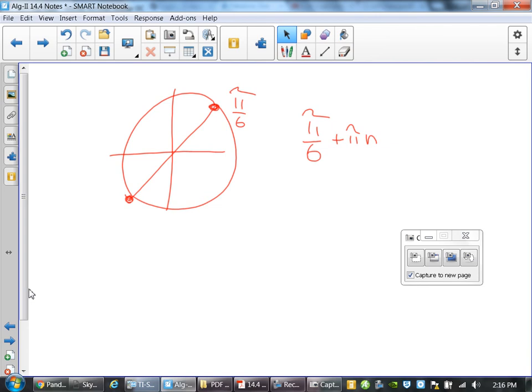And you add your pi in. And that's what it looks like. That's the difference between this. Are we doing that next?